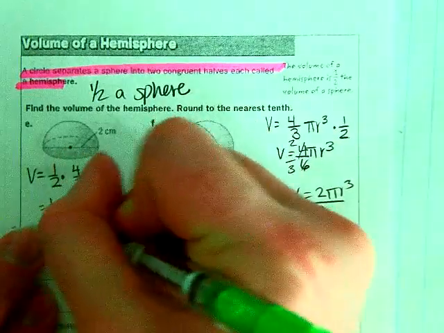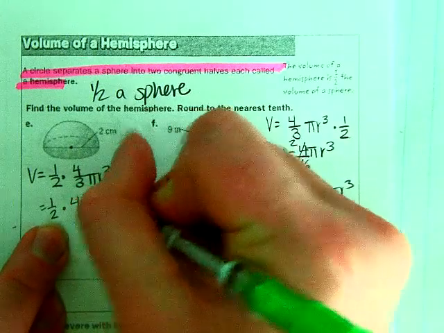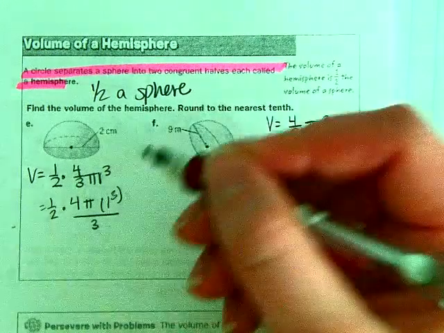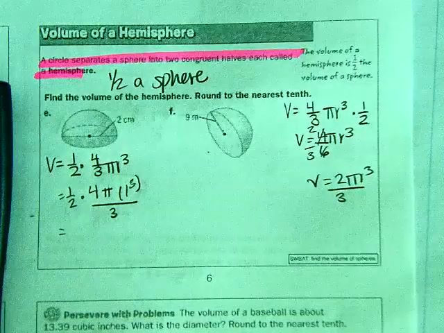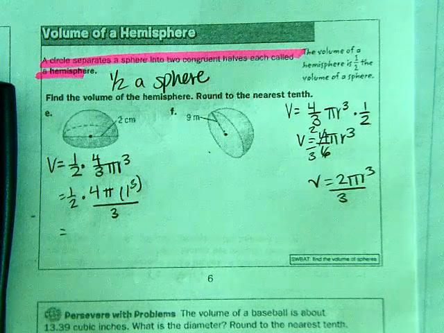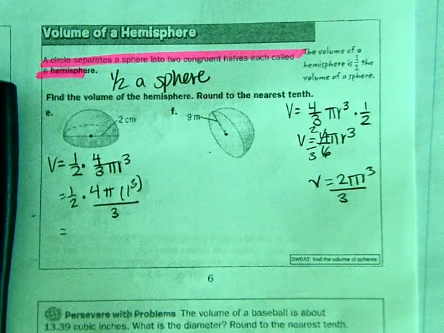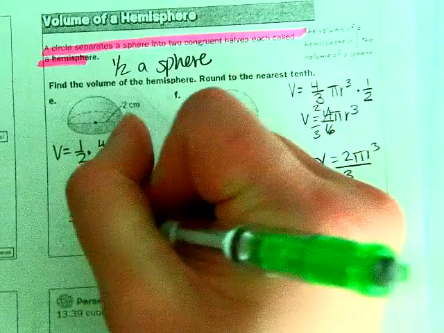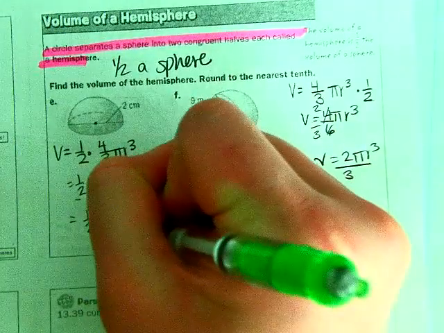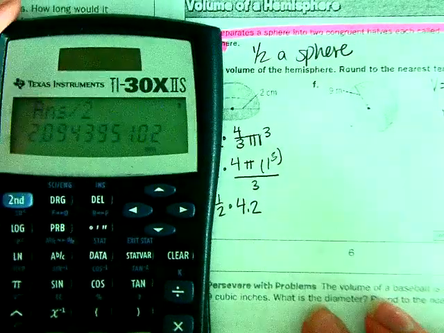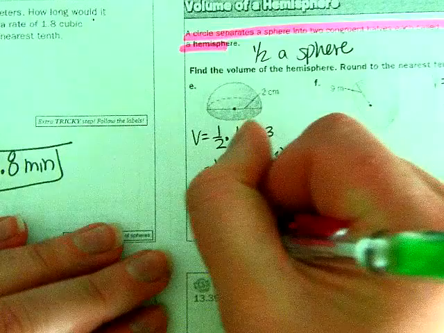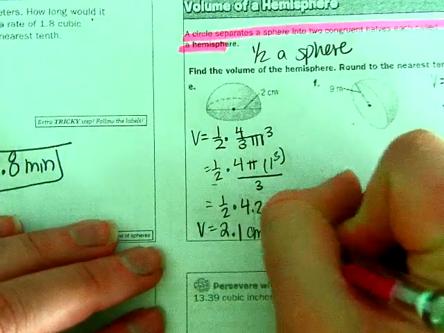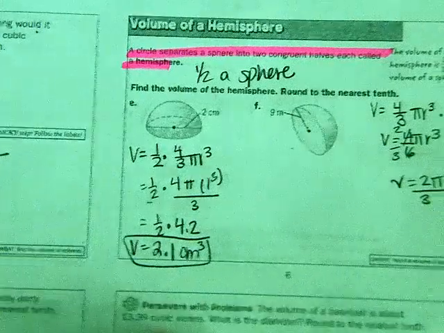So half of 4 pi 1 cubed, because that's the diameter, over 3. So do it like I normally do. 4 pi 1 cubed is stupid, so I'm not going to write that in there. Divided by 3. It's not stupid, it just doesn't have to be done. So I get 4.2. So I get half of 4.2. So I can take my answer divided by 2. I get 2.1. So the volume of this hemisphere is 2.1 centimeters cubed. So find the whole, then divide by 2.